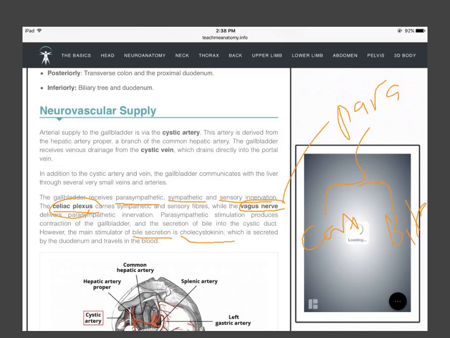And finally, the nerve supply is through the sympathetic, parasympathetic, and sensory neurons. Sympathetic and sensory is through the celiac trunk, and the parasympathetic is through the vagus, which is responsible for the contractions and secretions of the gallbladder.